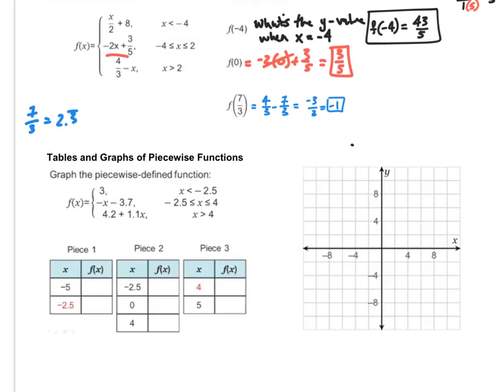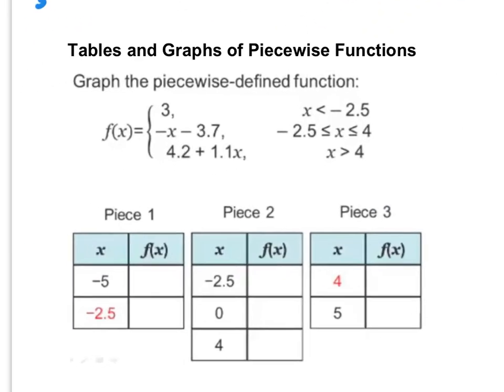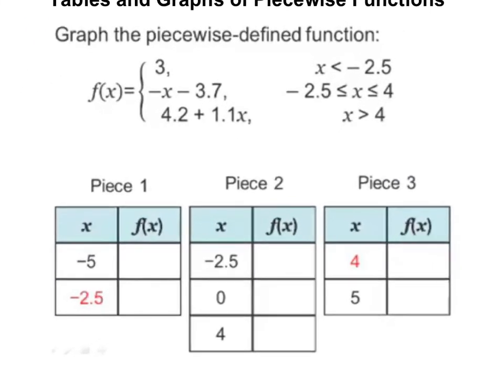Let's go ahead and graph this piecewise function. I'm going to use a table to help me out with this one. Let's zoom in here and evaluate this. We have this piecewise function here, and this piece is the function 3, defined for when x is less than -2.5. If I were to plug in any x value into this function, I would get a y value of 3.